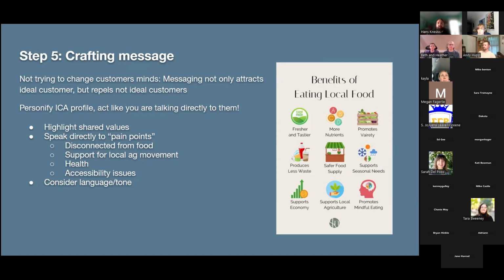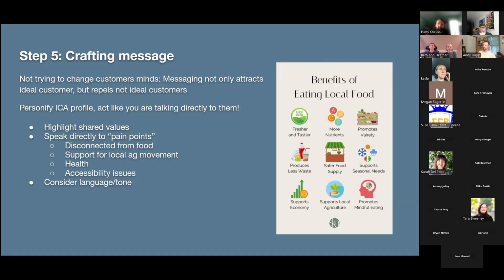Personifying the ICA profile, really thinking of it as a living thing, even though it's not necessarily, is important. Focus on those shared values that you learned about. Speak directly to the pain points. Are they disconnected from food? Do they really focus on their health? Do they just want to support local businesses? Or are they having a hard time accessing healthy food? How can you meet their pain points and really speak to that?